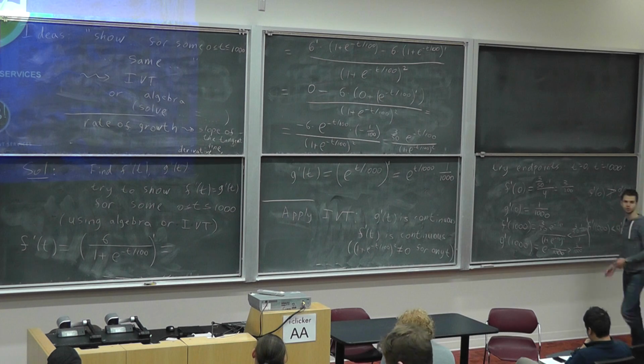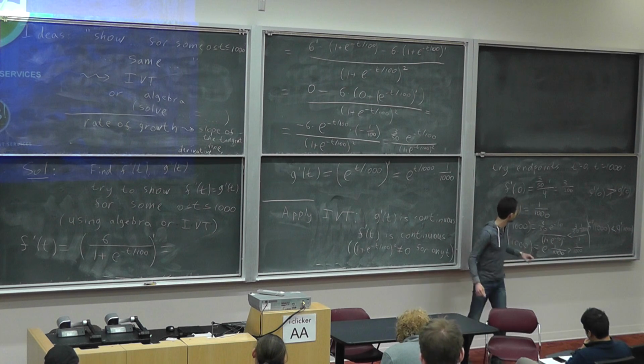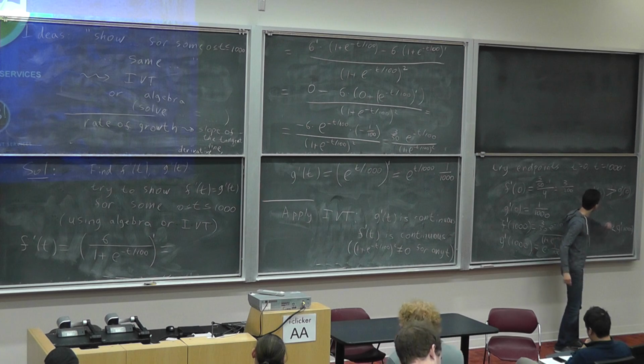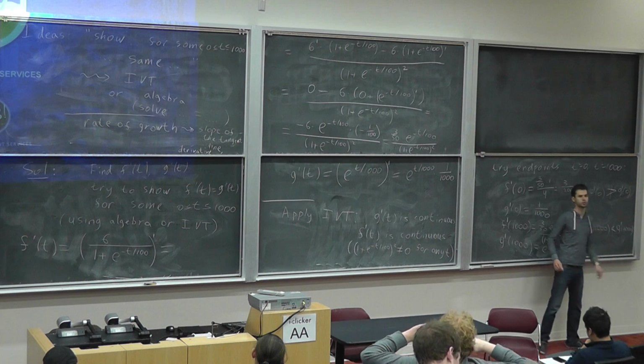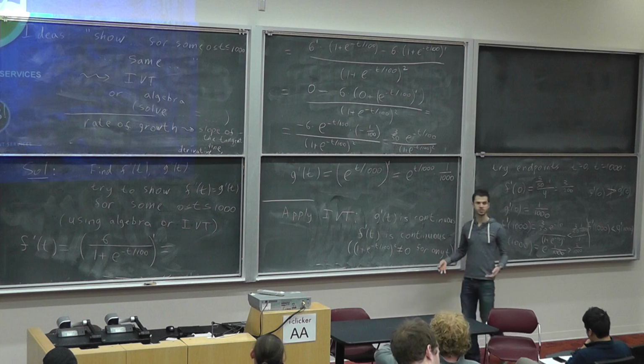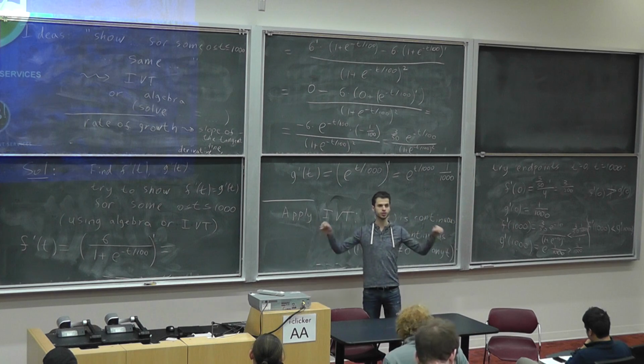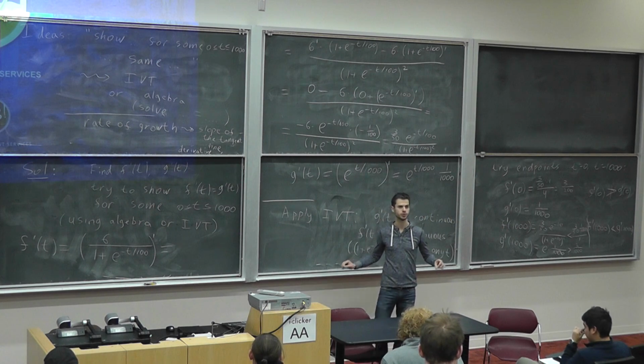So we do have this situation. f prime goes from a large value to a small value, g prime goes from a small value to a large value. They are both continuous. By the intermediate value theorem, they are equal somewhere in between.